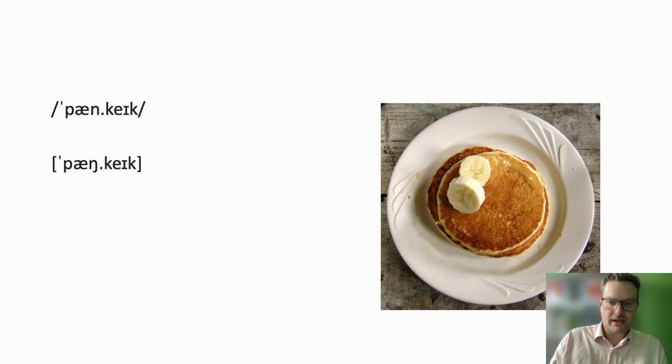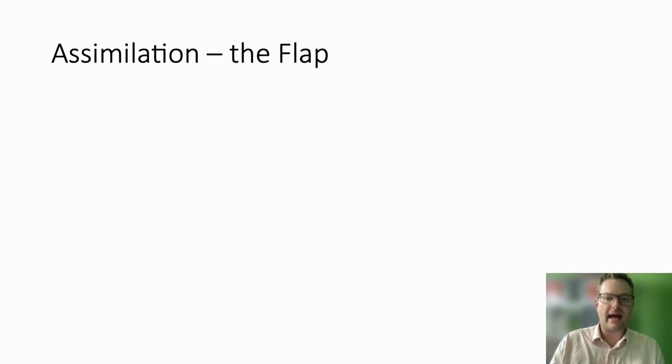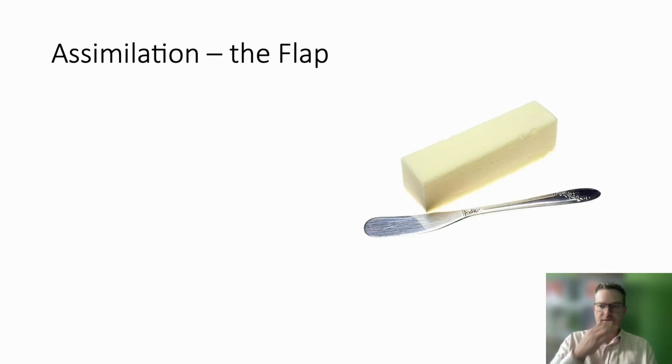Here's another kind of assimilation. We might have a flap or a tap. Two names for the same thing. So this picture is butter, but I'll be honest, when I'm talking quickly, I don't normally say butter.